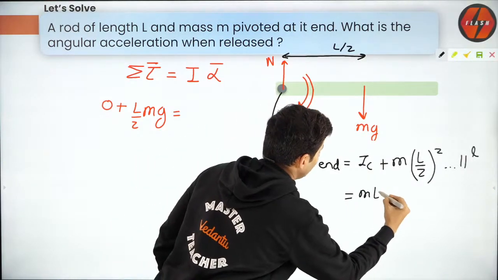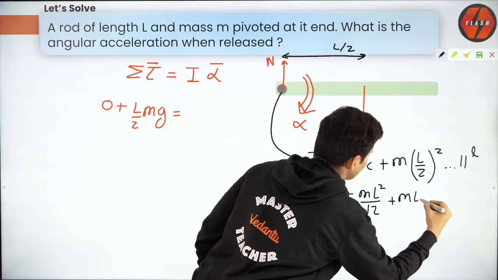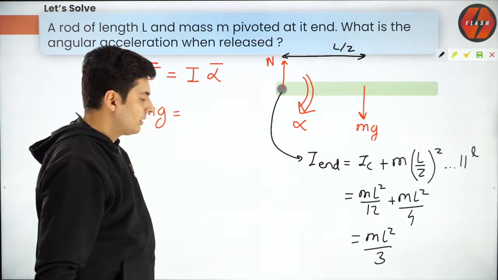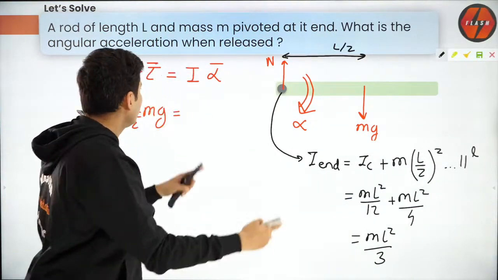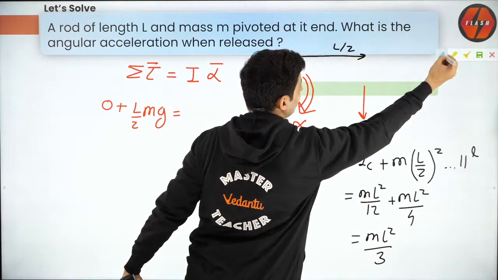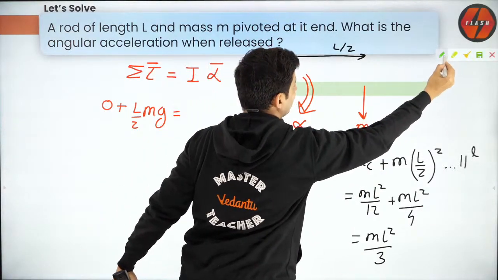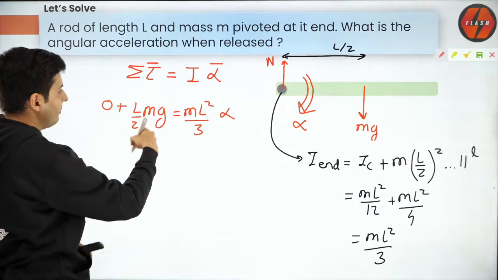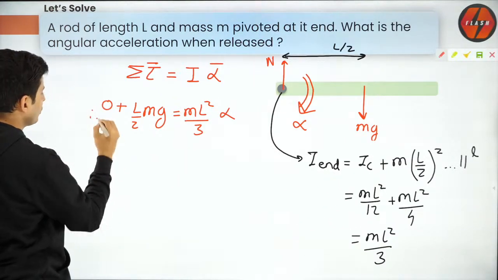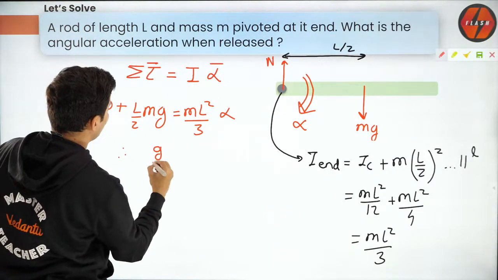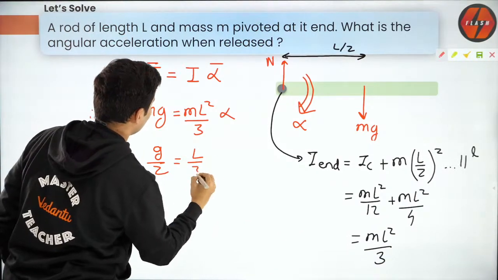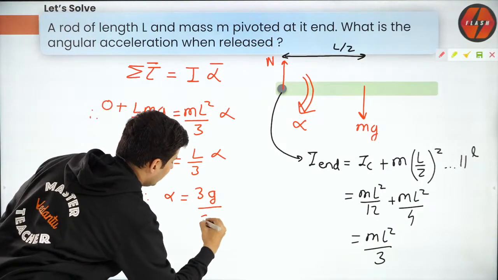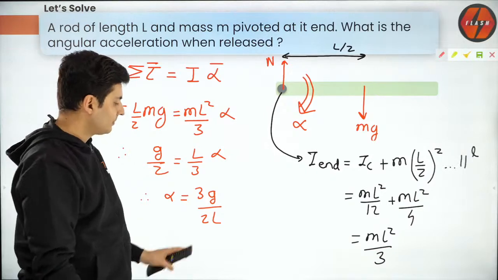Alright, and that is ml square by 12 plus ml square by 4, which will give you ml square by 3. That is what you will get, moment of inertia at the end. Use that over here. That is very important. So use that over here, which will be ml square by 3 into alpha. One of the L goes. So I'll be left with G by 2 is equal to L by 3 alpha. Rearrange it further. Alpha will be 3G by 2L. That's the final answer. Is that okay?